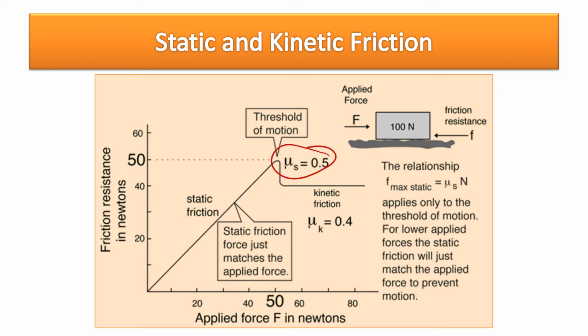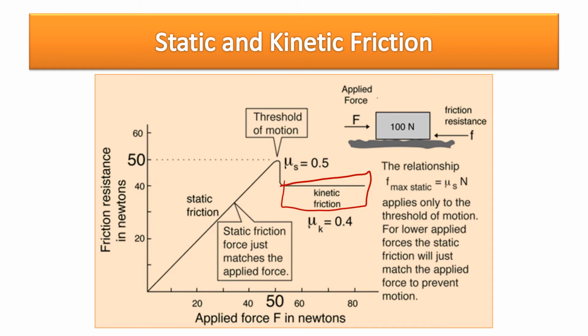And the static coefficient turns into the kinetic coefficient. Now, the kinetic coefficient is always less than the static coefficient. So since the kinetic friction is less, it drops down really quickly. And even if you increase your applied force, now it's 60 newtons, now it's 70, now it's 80 newtons, I'm pushing on it harder, but the kinetic friction stays the same.